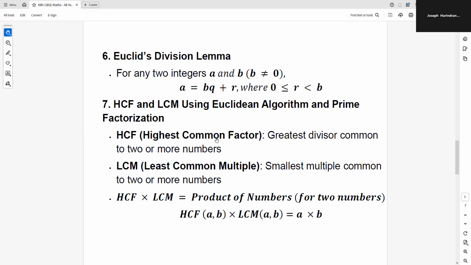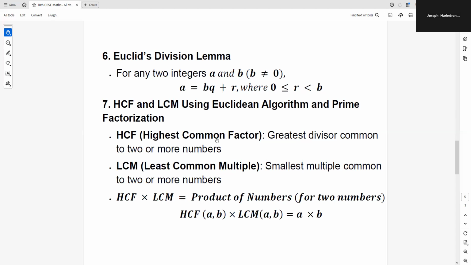B is the divisor. Q is the quotient. And r is the remainder. And the remainder is always less than the divisor. That we can easily see by actual long division and other things. We are using this lemma only.